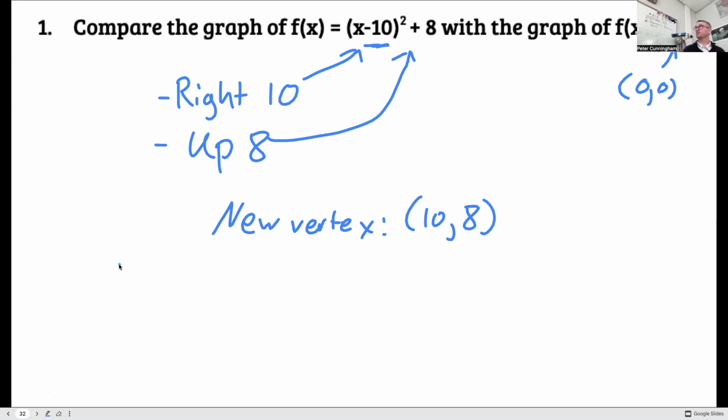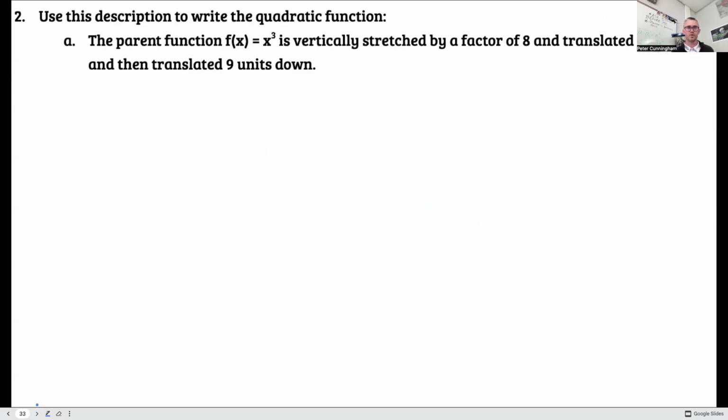If I go too fast forward, just raise your hand. I'll turn it back to where we were. Okay, parent function f of x, x to the third power, vertically stretched by a factor of 8. Translated 6 units left. So factor of 8, that's going to mean I'm multiplying by 8. 6 units left, that means I'm going to add 6. 9 units down, that means I'm going to subtract 9.